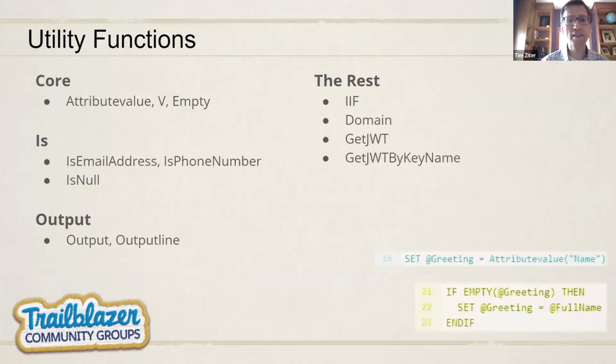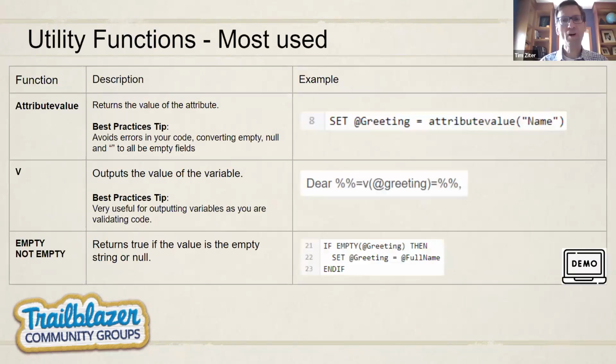All right, so let's get off with utility functions. We're going to start with the core functions that we're going to go through today, which are AttributeValue, v, and Empty. And then we'll be covering lightly IsNull, Output, and some other functions after those core functions themselves. So let's talk first of all about these 3 core functions that are used most often, those utility functions.